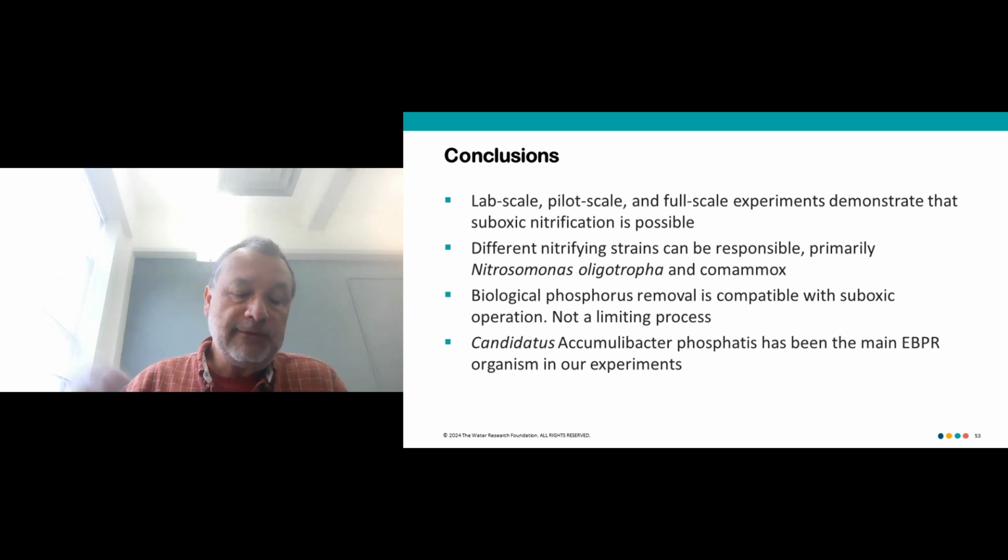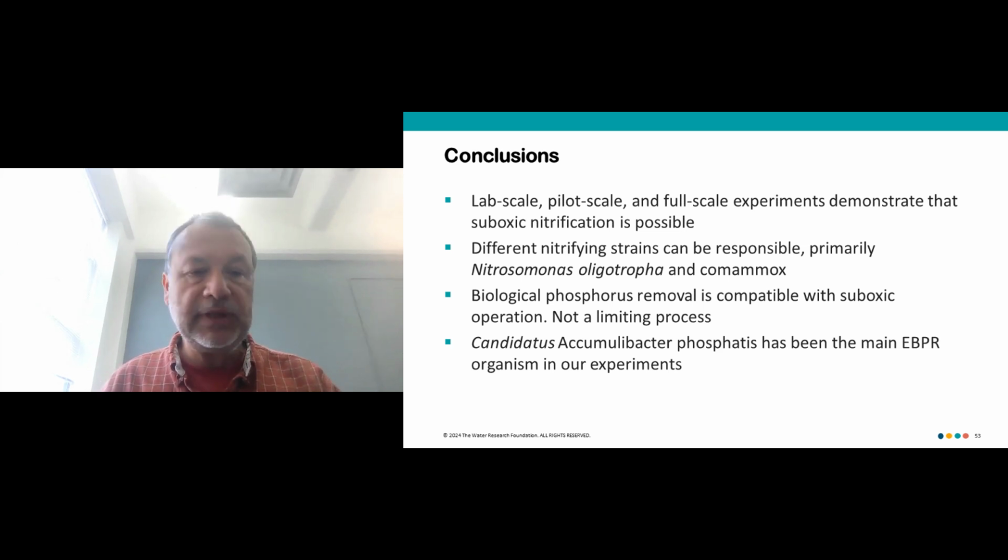I know the phylogeny, or the different types of organisms that are being claimed to be related to enhanced biological phosphorus removal, is increasing in recent years. In our experiments, we have always seen Candidatus Accumulibacter phosphatis as the main organism that does EBPR. And I could tell you more about the different types of Accumulibacter phosphatis and what we have seen with low and high oxygen, but we are running out of time, so I am going to stop here.